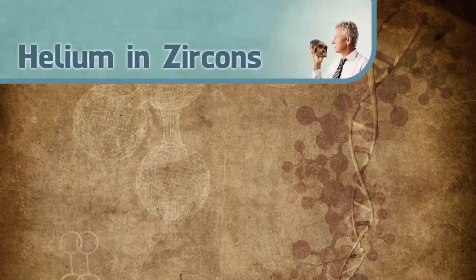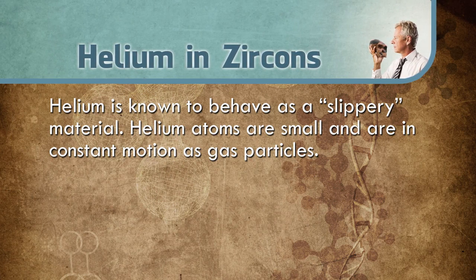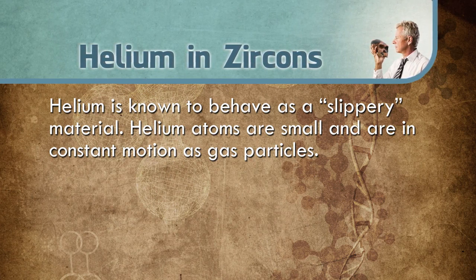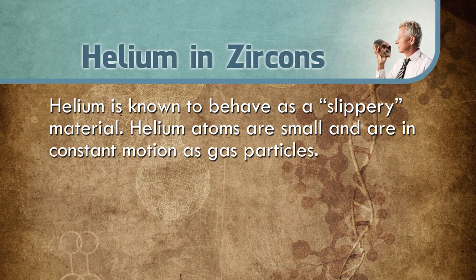By evolutionary dating techniques, the zircons the RATE team studied revealed billions of years' worth of decay from measuring the amount of daughter products in the crystals, but the helium concentration contradicts that information. Helium is known to behave as a slippery material. Helium atoms are small and are in constant motion as gas particles, so they're hard to contain. They diffuse quickly.